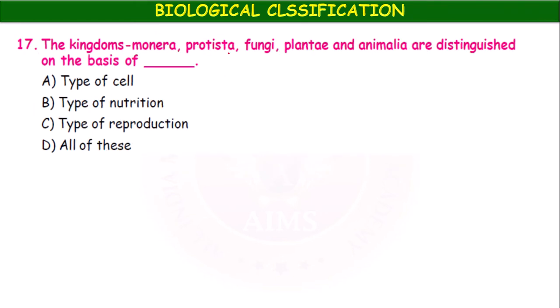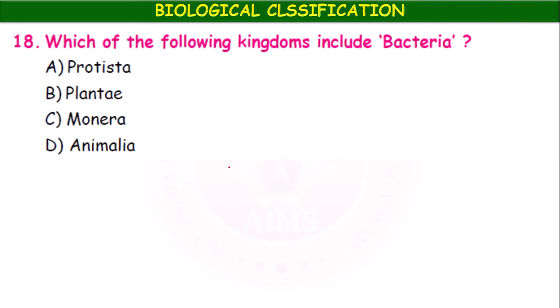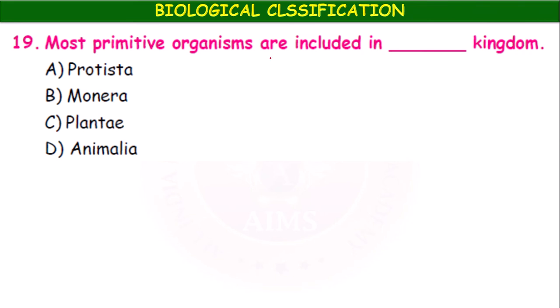The kingdoms Monera, Protista, fungi, plantae and Animalia are distinguished on the basis of type of cell, type of nutrition, type of reproduction, all of these. Which one? So, here they are classified based on type of nutrition. Which of the following kingdoms include bacteria? Protista, plantae, Monera, Animalia. Monera, most primitive, bacteria means. Okay. Most primitive organisms are included in which kingdom: Protista, Monera, plantae, Animalia.